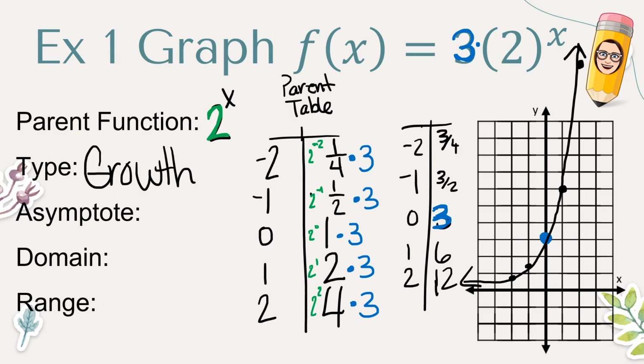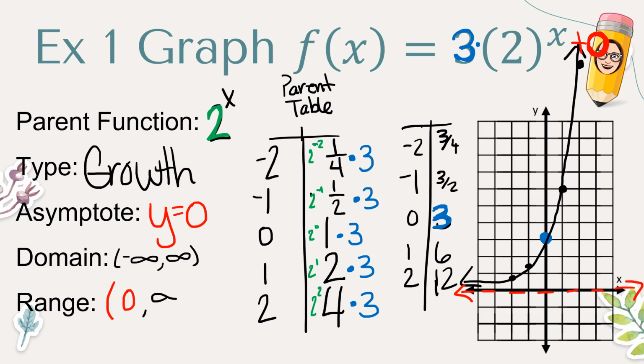Asymptote. Asymptote is a horizontal line that you will never cross, and that is always determined by your vertical shift, which I don't have one, right? So if I don't have one, the x-axis, or the value of 0, my asymptote is a horizontal line, y equals 0. Domain. Domain is forever left, forever right. My range, I have an asymptote, right? It's 0, then comma infinity. We approach 0, it's an asymptote, we never cross it, so it will always be a parentheses.